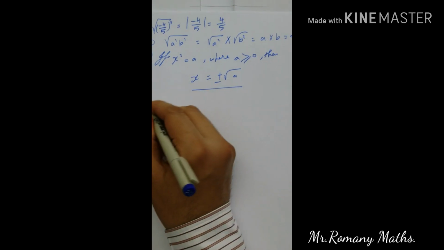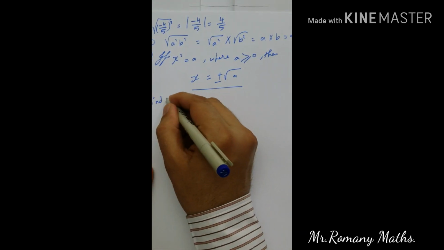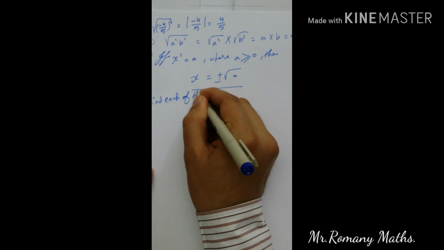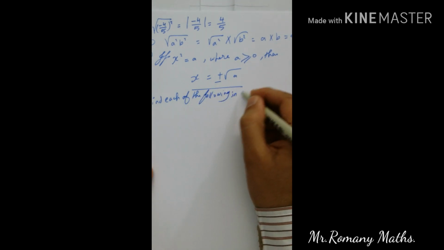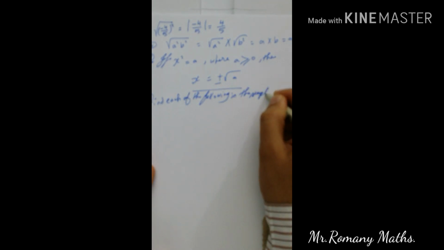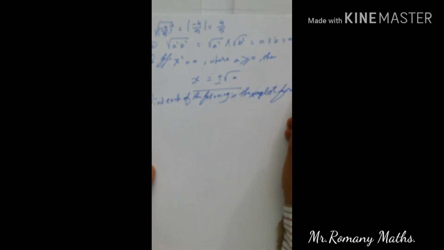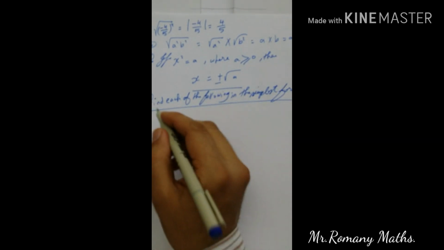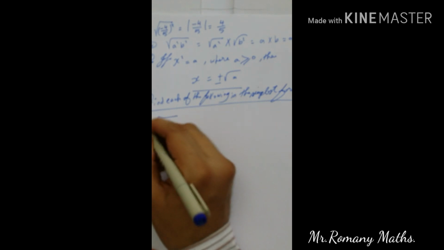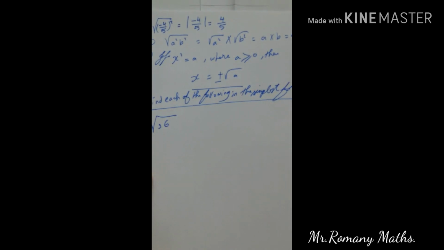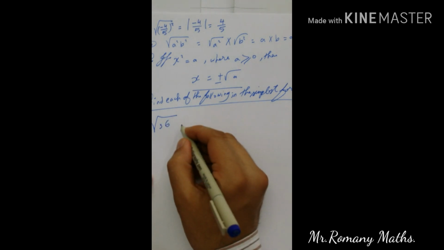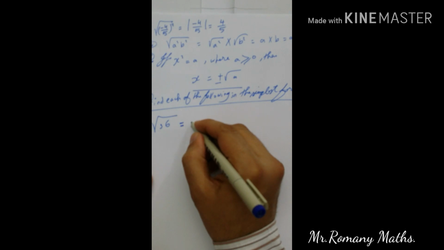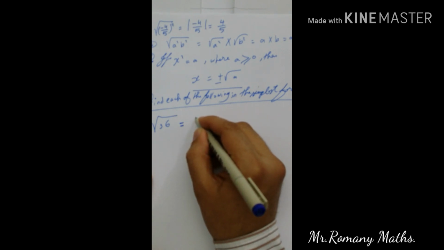Okay? Find each of the following in the simplest form. Square root of 36. This is question 1. What is a number which, if multiplied by itself, you get 36 equals, yes, excellent, 6.